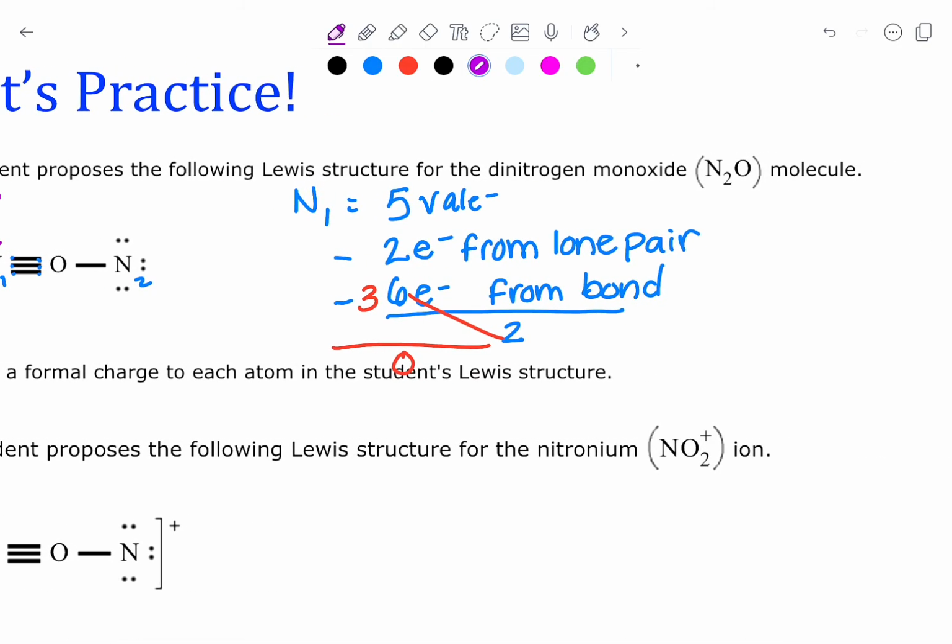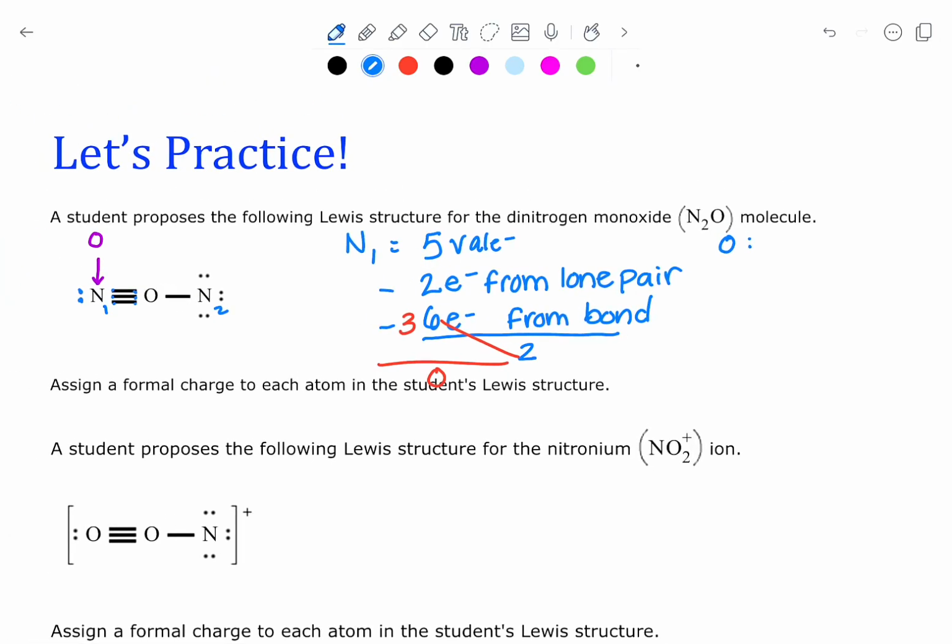Let's next look at the oxygen. So oxygen, we know, has 6 valence electrons. That's from the periodic table. For our associated electrons, the oxygen doesn't have any lone pairs on it. It only has bonds, so minus 0 from lone pairs. You don't even have to write it, but I'm choosing to write it just to remind myself that I've accounted for them since there aren't any. Okay, so minus 0 because there's no lone pairs.